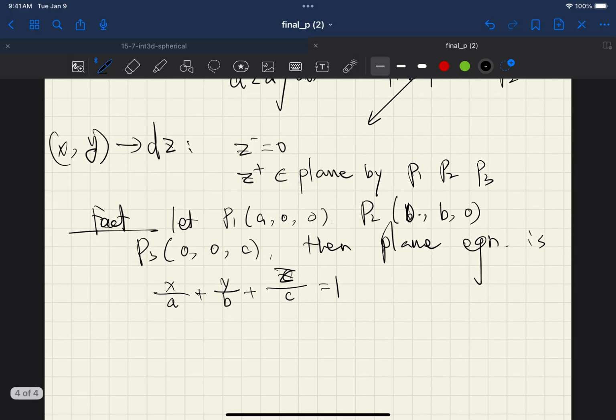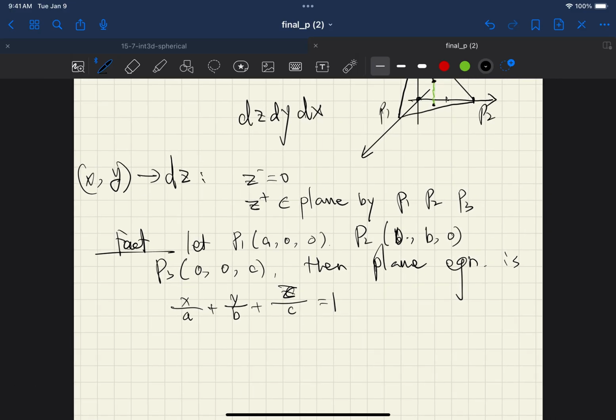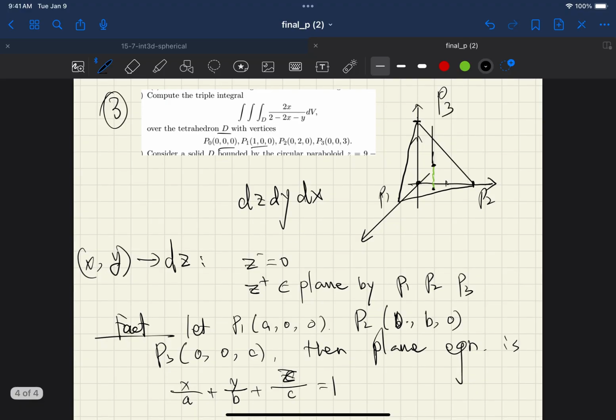This is the plane equation. So back to this problem, because P1 is (1,0,0), the y-intercept is 2, and this is 3. So this equation is basically x over 1, y over 2, and z over 3 equals 1. And for z plus, of course, you need to solve for z. So z plus is basically 3 minus 3x minus 2 over 3 y. So this is z plus.